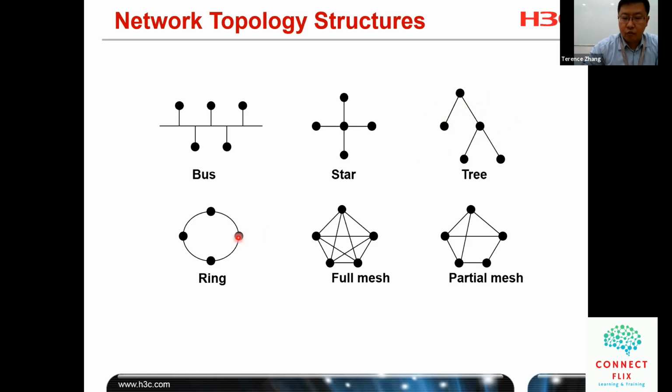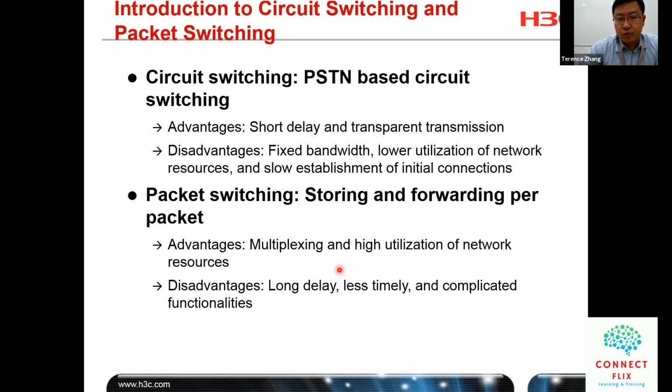The ring, the full mesh, and the partial mesh are all networks defined or named by their forms, by this topology. So this is the second method, sorted by topology. The third method is circuit switching and packet switching.